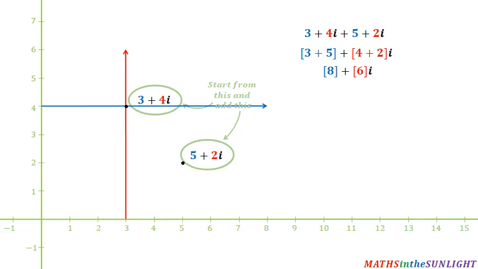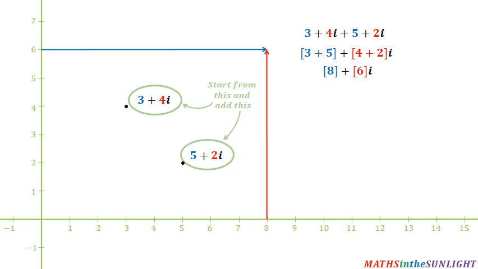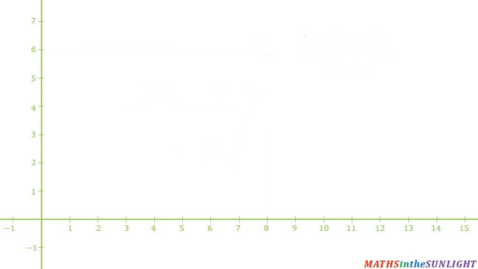Our new number will have the lengths of these two new arrows. The blue part will be 8 and the red part will be 6. Rather than leaving them like that, let's slide them along their axes so that their tips are touching, and it will be easier to see where we should draw the dot. This is the address of the new number, 8 plus 6i.